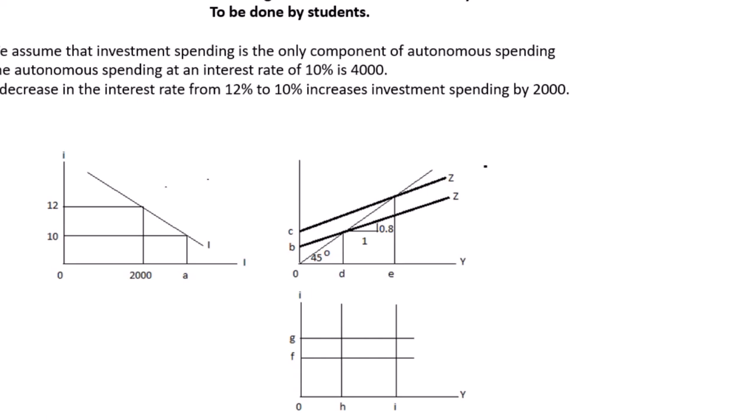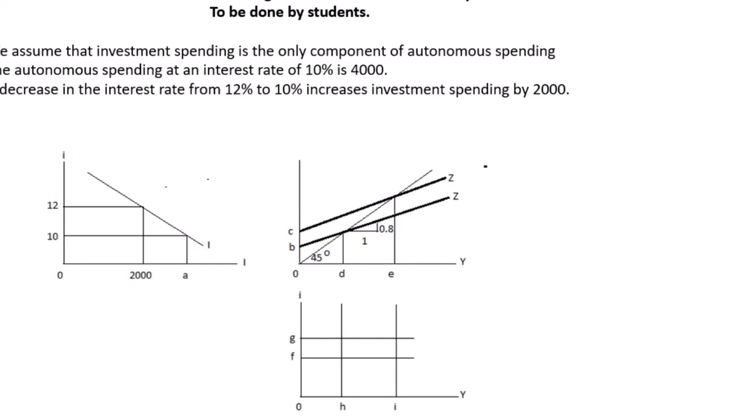Correct. Why? Tell me why. To derive the graph, we use the same interest rate and the same income from the previous graph. We combine the first two graphs to give us the last graph. So in other words, you extend F, which is 10%, and you drop the D line, which is 10,000.